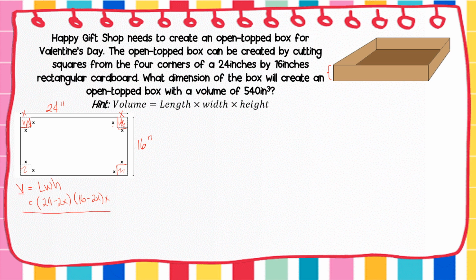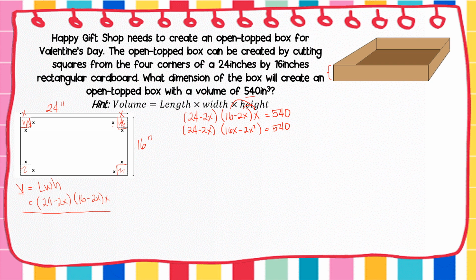We said we have a given volume. What is the given volume? Okay, 540. So, let me arrange our model. We have 24 minus 2x times 16 minus 2x times x is equal to 540. Now, let us simplify. 24 minus 2x, so we distribute to the x. We have 16x minus 2x squared equals 540. Remember the FOIL method?